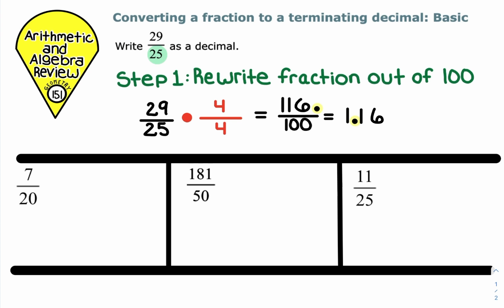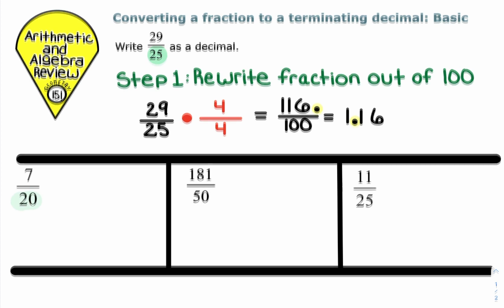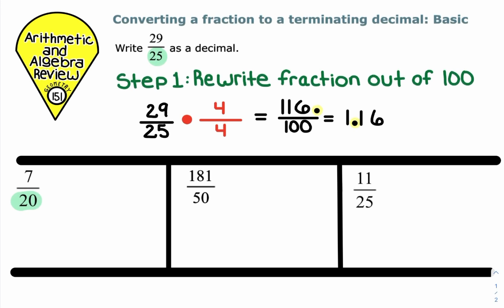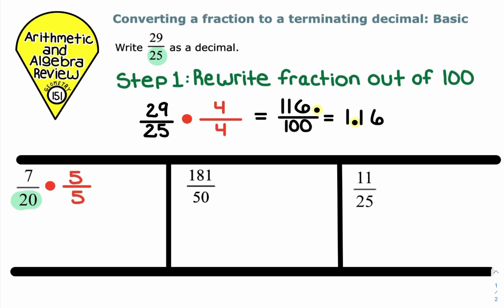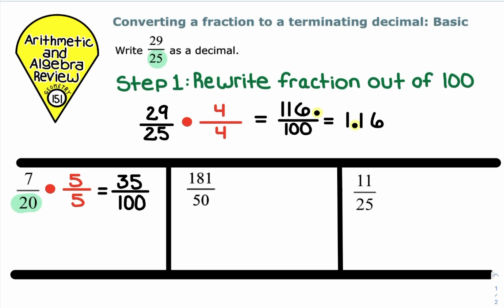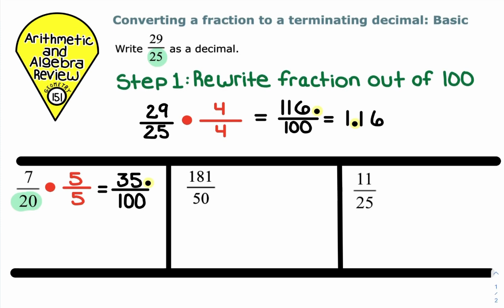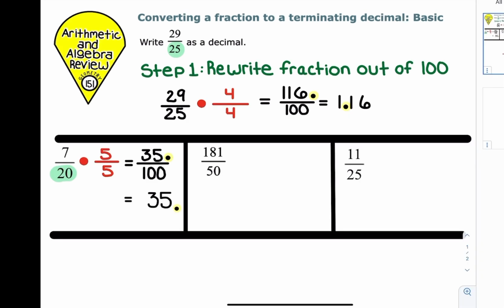Next, let's quickly go through 3 more examples to make sure you have this down. With the fraction 7 over 20, thinking of a number we multiply 20 by to get to 100, that would be 5. So multiply by 5 over 5, multiply across, we get 35 over 100. That decimal on 35 is at the end, so dividing by 100 moves the decimal left 2 places. So let's move that 2 places, and the final answer is 0.35.